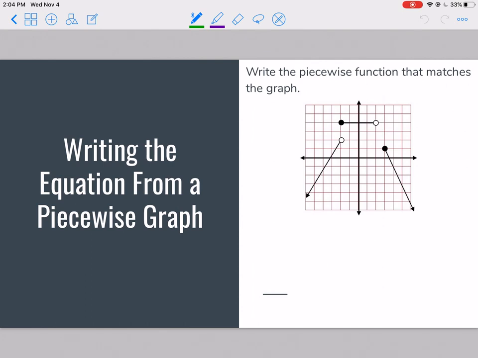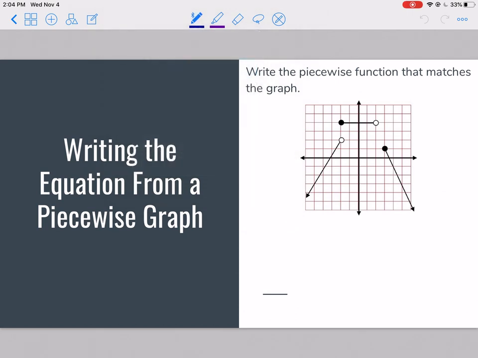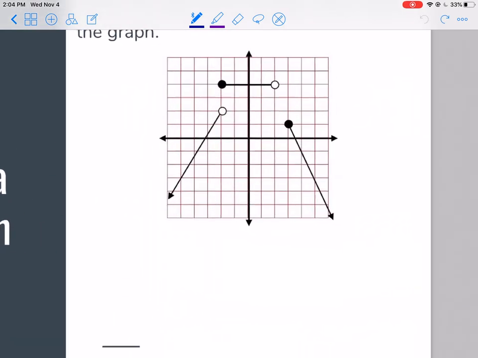Okay, writing the equation from a piecewise function. This is another thing that you're going to practice on your homework. So we are given the graph here. You can pause the video, take a moment to draw this. You do not have to have every single point, but definitely the main boundary points and the general shape.